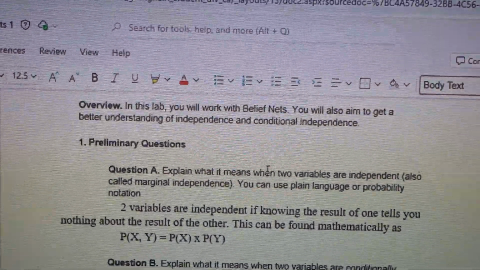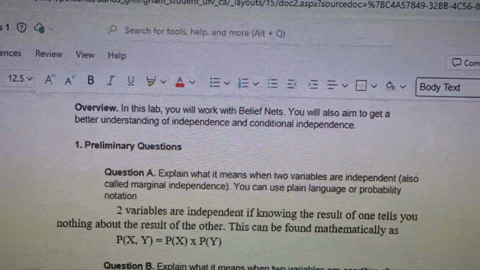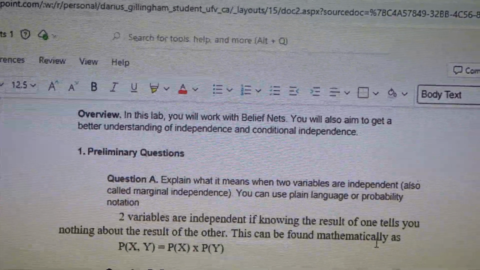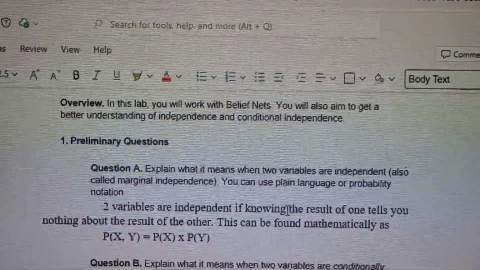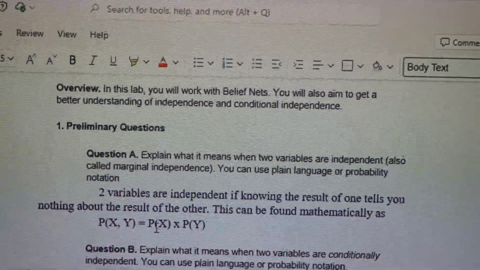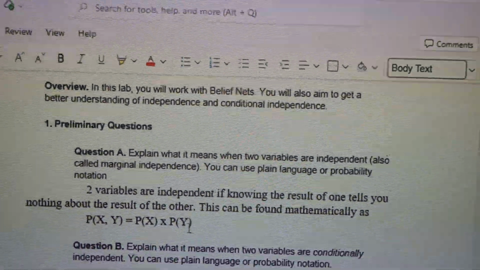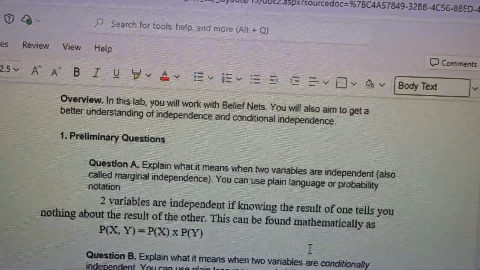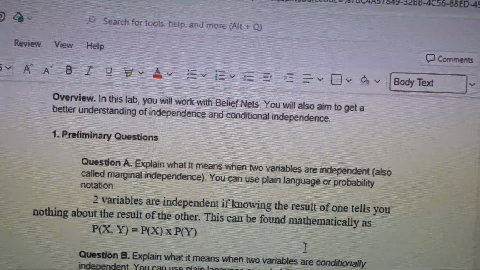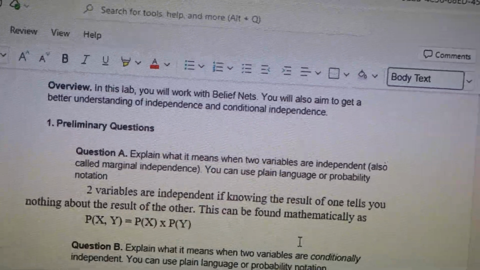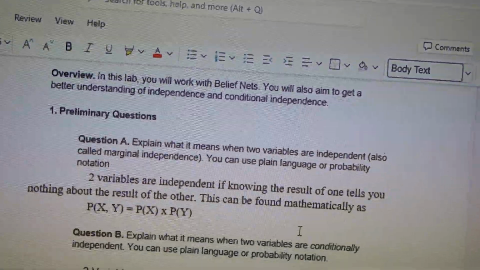Question A, explain what it means when two variables are independent. Two variables are independent if knowing the result of one tells you nothing about the result of the other. This can be found mathematically as P of x, y equals P of x times P of y. Basically, what this means is that if we know P of x, it tells us nothing about whether or not P of y is true, essentially.